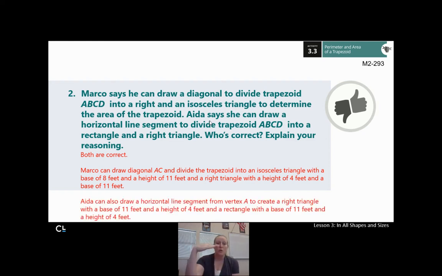But of course, Ada is also correct. Ada could draw that horizontal line from vertex A just straight across to create a right triangle on top with a base of 11 feet and a height of 4 feet, and a rectangle with a base of 11 feet and a height of 4 feet. Both ways of doing it work. Both ways of doing it are correct.